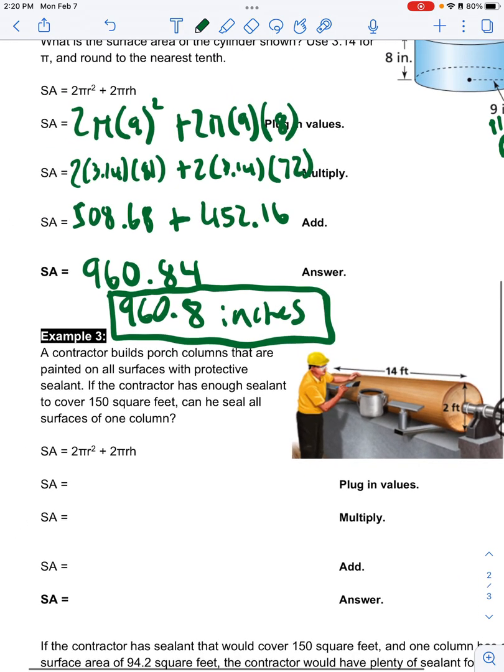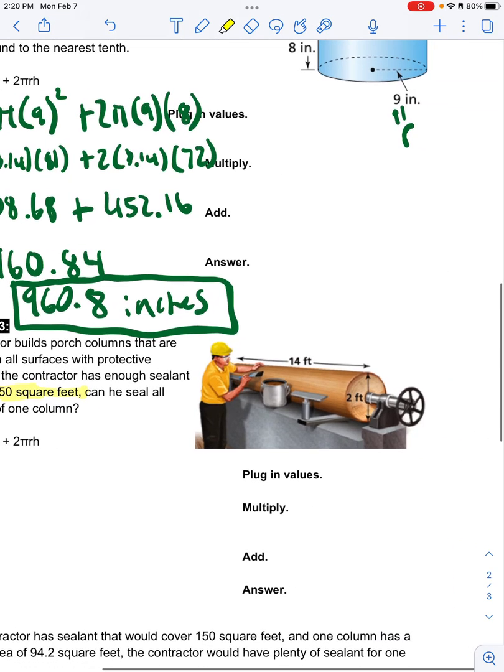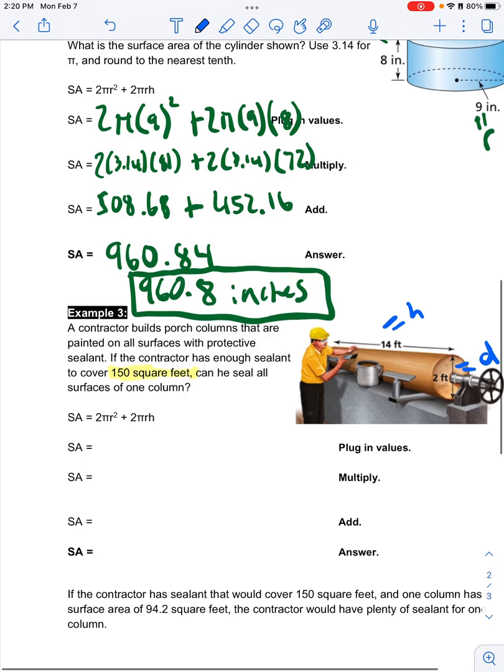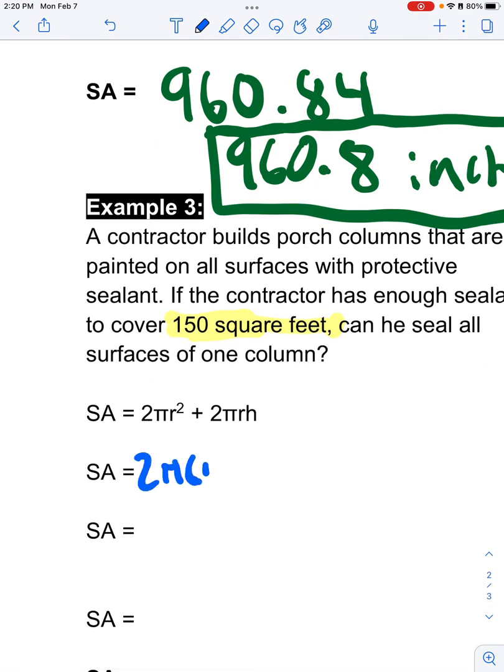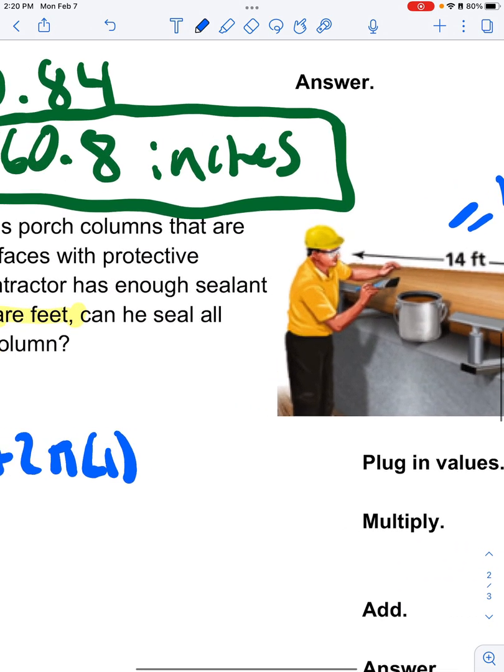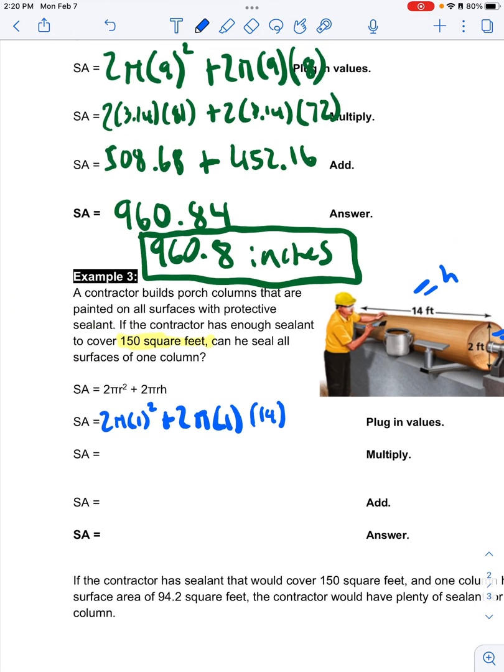Last example, a contractor builds porch columns that are painted on all surfaces with protective sealant. So again, all the way around. If the contractor has enough sealant to cover 150 square feet, can he seal all surfaces of the column? So we're going to start again. Let's go through and label what we know. We know that this is my height and that my diameter is 2 feet, which means my radius is half that, which is 1. So if we plug in 2 times pi times 1 squared plus 2 times pi times 1 times 14.